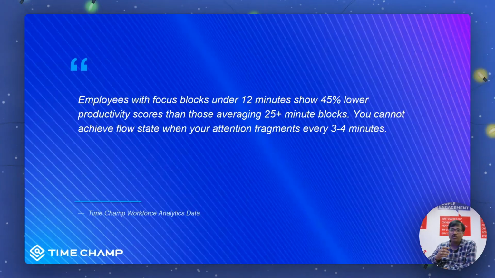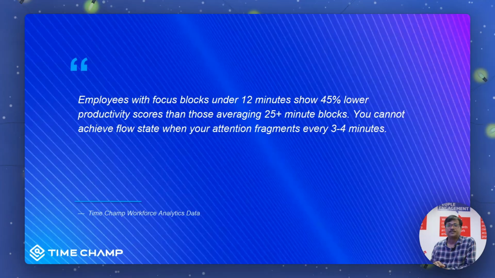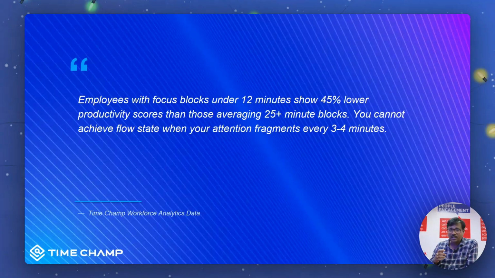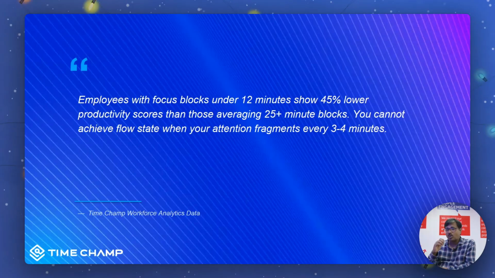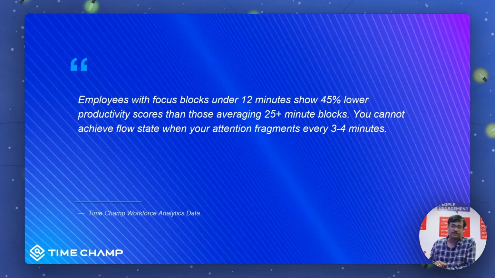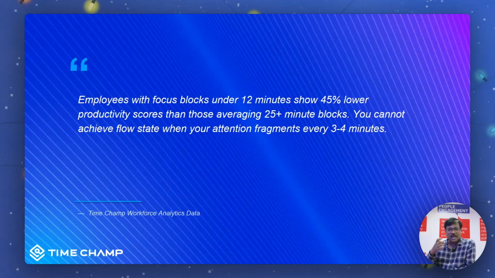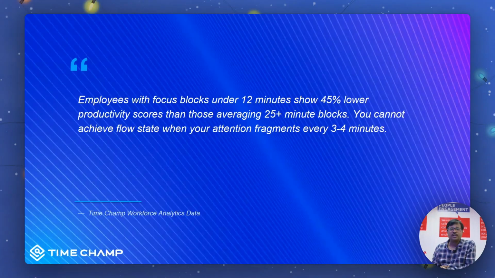Now, here is how to actually measure this with TimeChamp. The activity timeline shows application focus duration for every employee. When we analyze productivity scores against focus block duration, we found something remarkable. Employees with average focus blocks under 12 minutes showed 45% lower productivity.